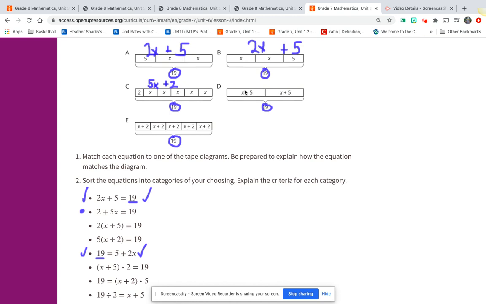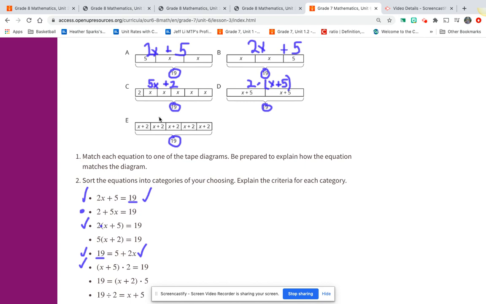The next one, I noticed that this 19 was split up into two equal parts, right? And that every equal part was an x plus 5. So that's parentheses there, x plus 5. So two groups of x plus 5 makes 19. So that would be here and also here. Remember that whenever a number is outside of the parentheses like you see here, that means to multiply.